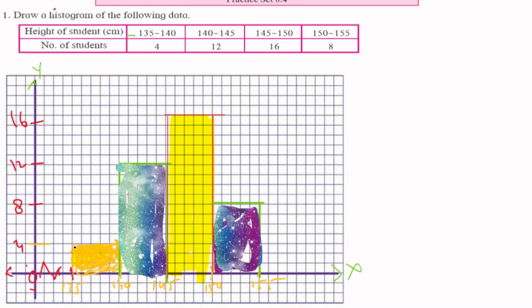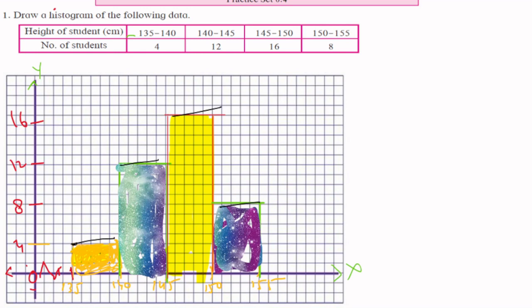So it says that first 4, this is your limit, second till 12, third 16, and fourth till 8. So this is your limit of the histogram. Since you need to just draw there, you don't have to find the answer as such. You have to just draw the proper histogram.